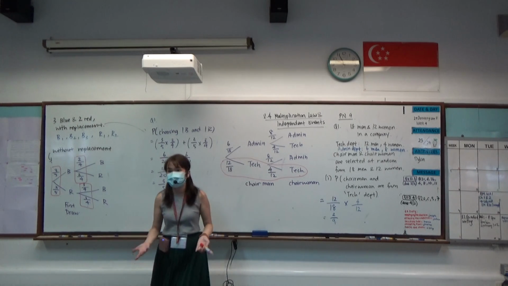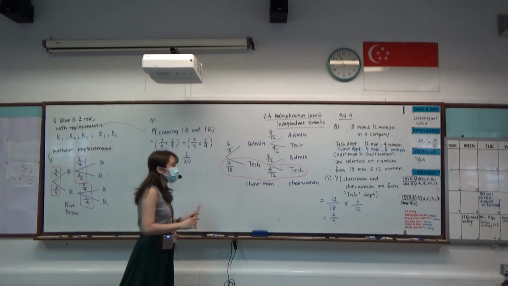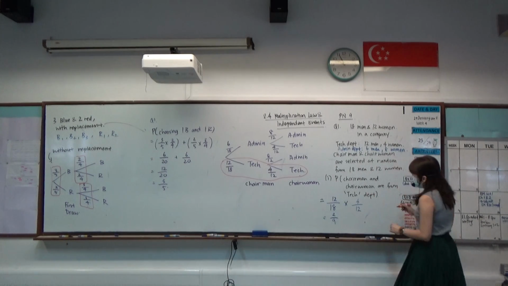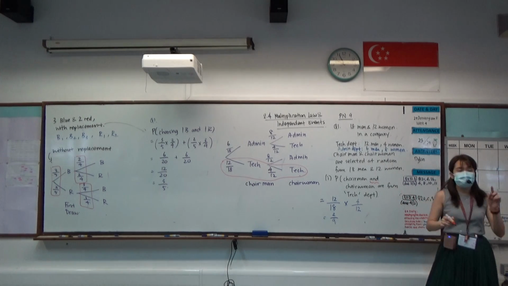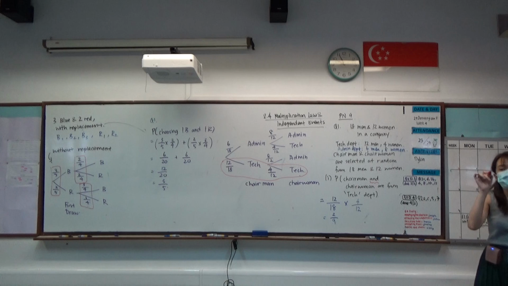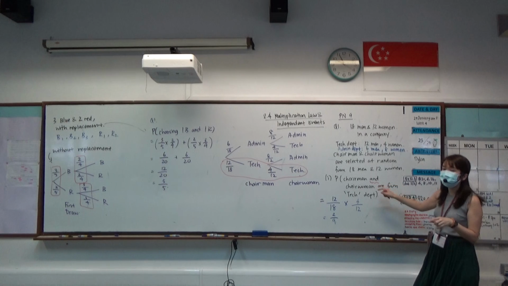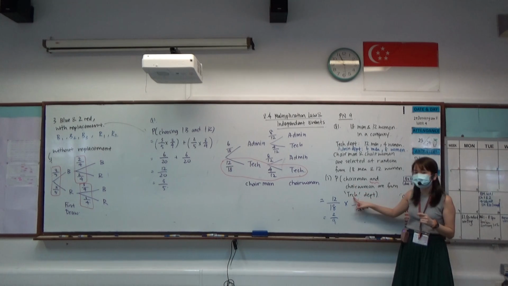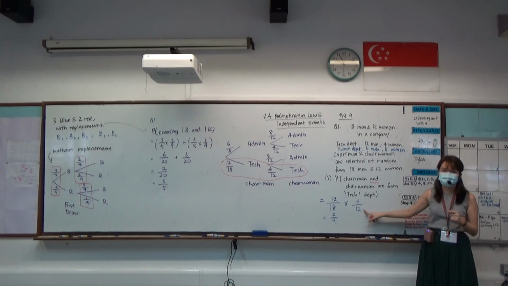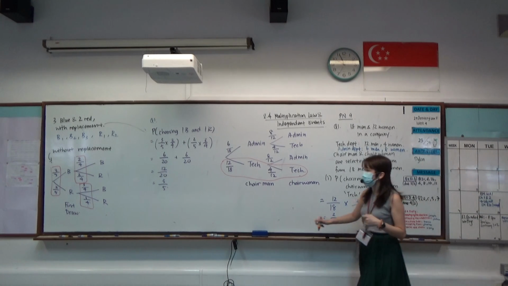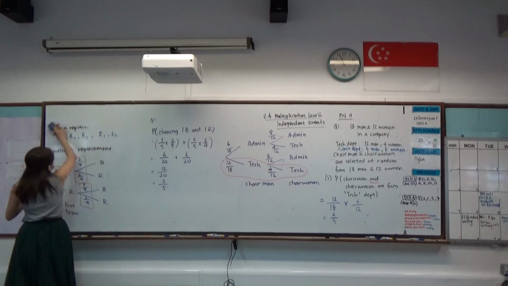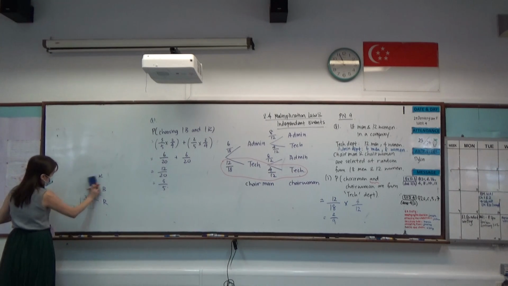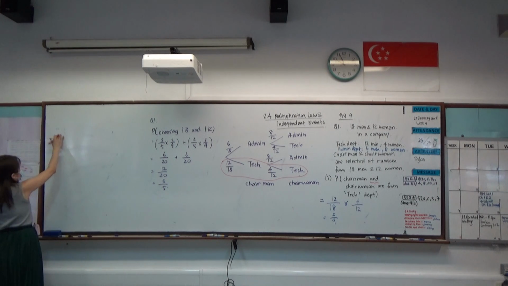Although this question didn't actually ask. So, what I also want to draw in conclusion is that previously when we see the word or, we add up the separate probabilities, right? In this case, when we see the word and, what I can do is to multiply. Multiply what? Multiply the probability of chairman from that department and chairwoman from that department. But I just want to really caution you that we cannot always conclude that when we see or, it means plus and and means times.